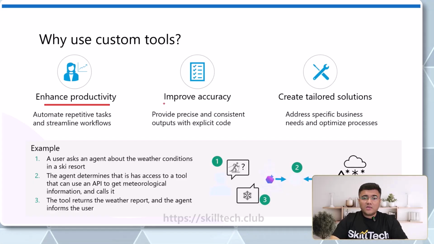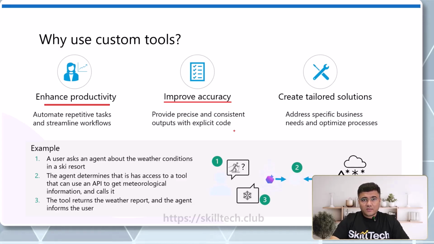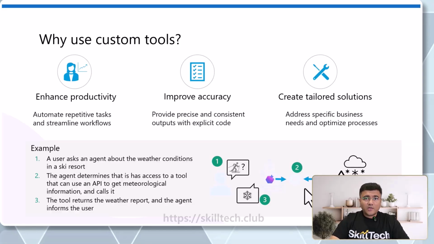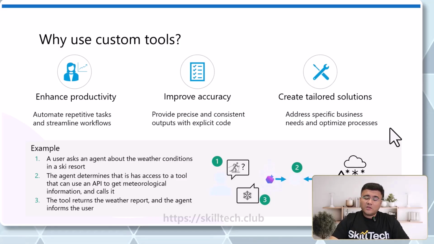The second advantage is that it's going to improve accuracy, because you can provide precise and consistent output with explicit code. When Code Interpreter generates some code, maybe certain things are not taken care of, or it makes a wrong assumption based on the instructions. At this time, you can add your custom code with your custom logic, and that's going to be more precise and accurate. The last but important one is that you can create tailored solutions. You can address a specific business need and optimize processes based on that. There are projects in which we need to do specific things for which we need to write code in various programming languages, and with custom tools you are able to do that.